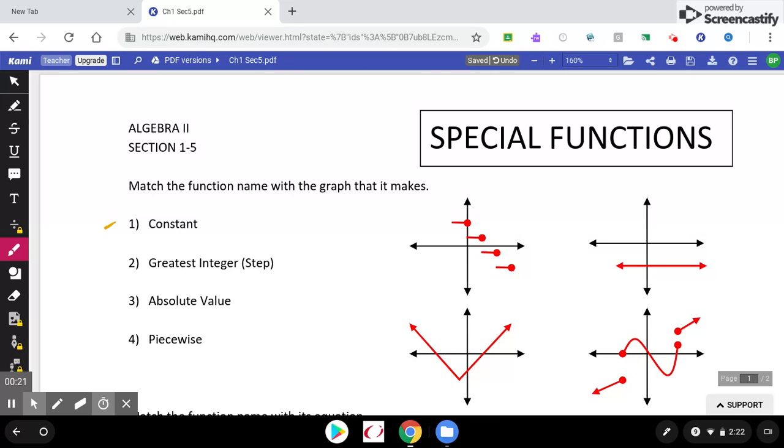The greatest integer step function, I'm only going to talk about it for matching purposes. So in other words, these four graphs over to the side, we're going to match them up. We're not actually going to graph him. These two guys we are going to take a look at, though. But for now, let's just look at a little matching section here.